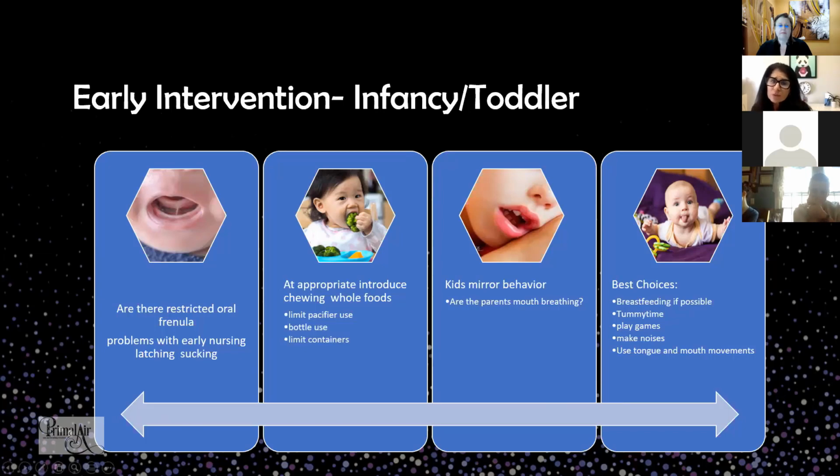And then our best choices would be to try to breastfeed if you can. Do tummy time, play games, interact with the child. Use tongue and mouth movements, hold the babies. It seems so obvious, but we're so busy trying to work, trying to do all these things, that these babies are suffering because of our busyness. Even in a pediatric practice, I don't think most of them see babies, but a lot of 3-year-olds have baby siblings, and the mother brings the baby in. Why can't we just take a look and ask a question? How is the feeding going?